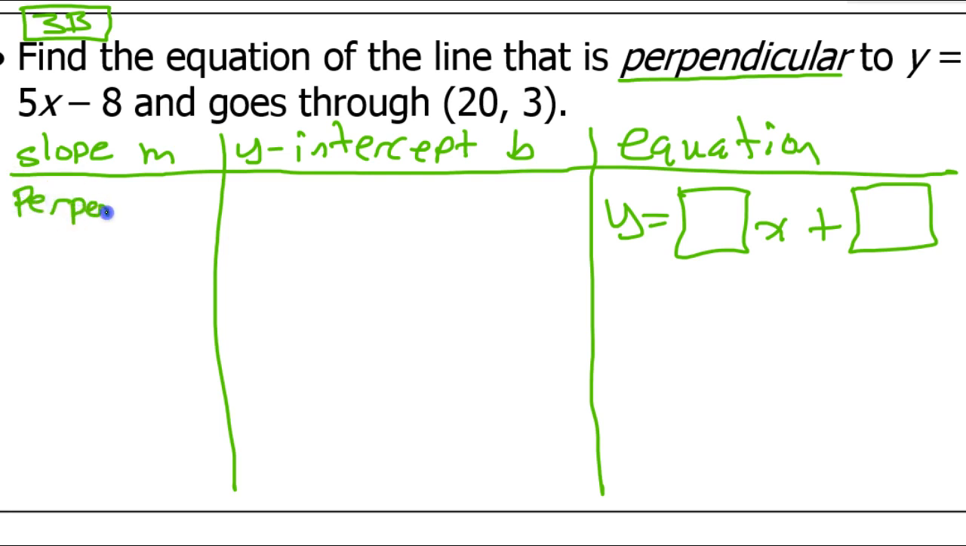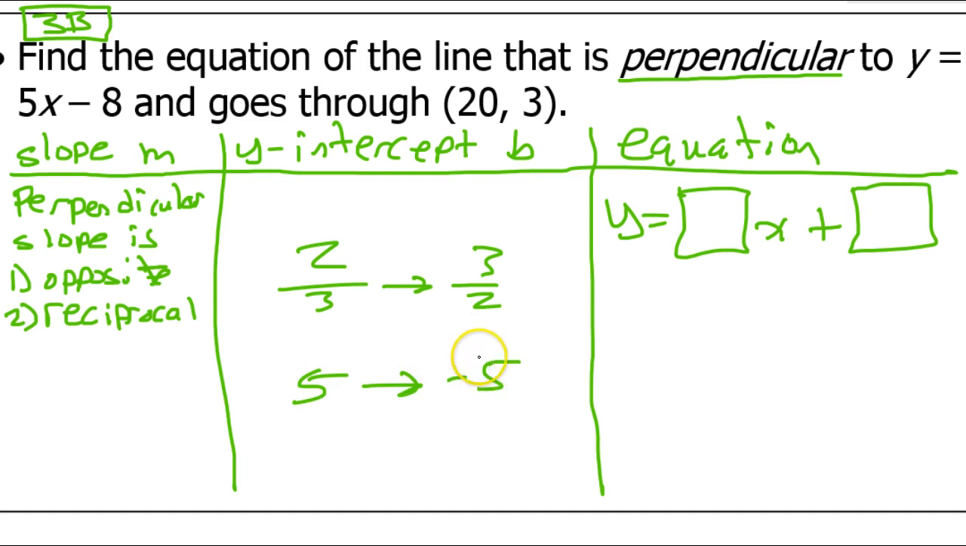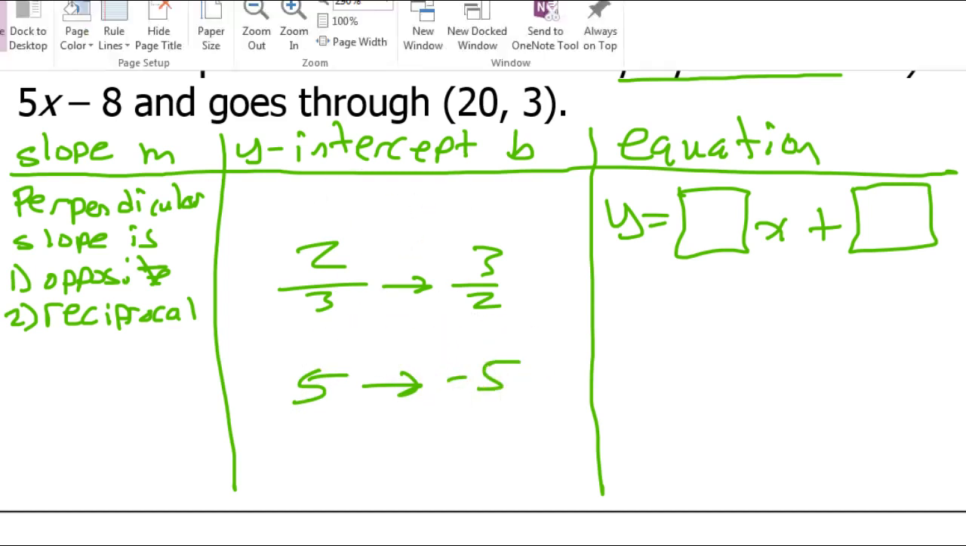Perpendicular slope is number 1, opposite, meaning opposite sign, and number 2, reciprocal. Opposite and reciprocal. Reciprocal means if I have 2/3, then the reciprocal would be 3/2. Opposite means if I have 5, then the opposite would be -5. So I've got opposite and reciprocal.